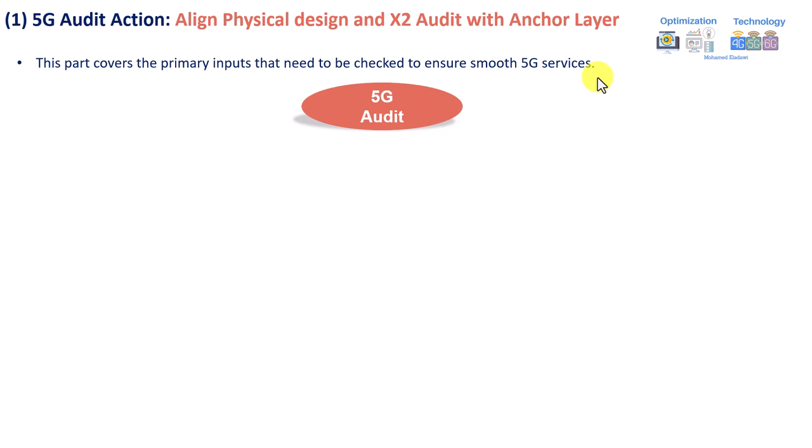some audit, especially when you have a newly deployed network. We need to confirm some inputs which can impact the user penetration, 5G services, and even can reflect in the 5G traffic. So the first part, for example, you would like to check is the currently configured radius for 4G and 5G.